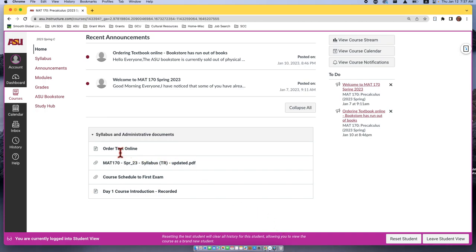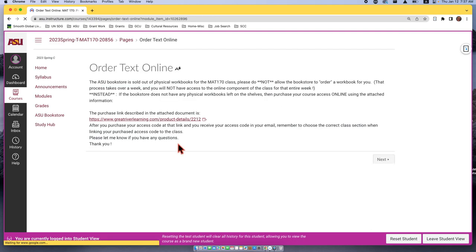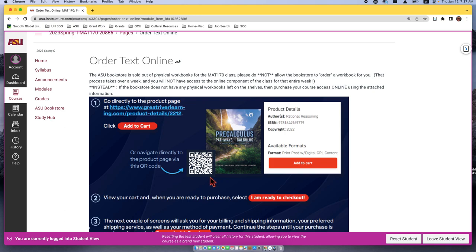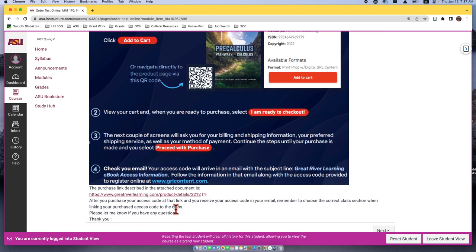So there is this information here, how to order the text online. I sent out an announcement with it as well. There's a link right here to get you directly to the product we're using, and get you an access code. Once you have that access code, how many of you have actually gone in and gotten logged in and have access now? Were the instructions fairly clear?